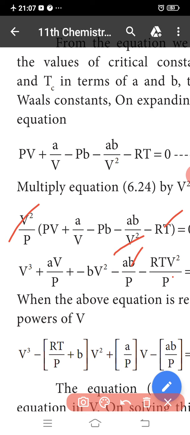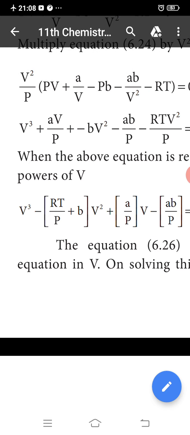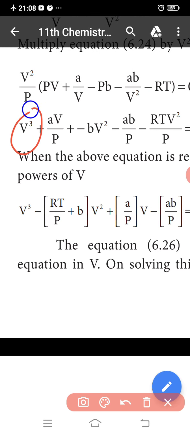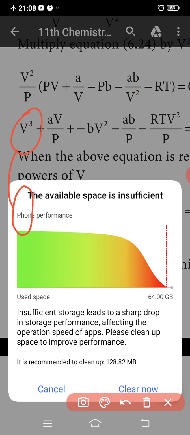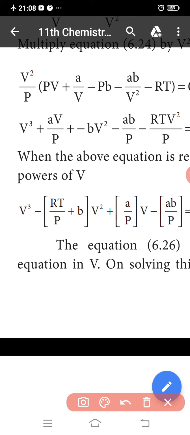Now the equation is rearranged in powers of V. The first one has V³. The next one has V², which is common, with a minus sign outside. So V³ − (RT/P + b)V² + (a/P)V − ab/P = 0.